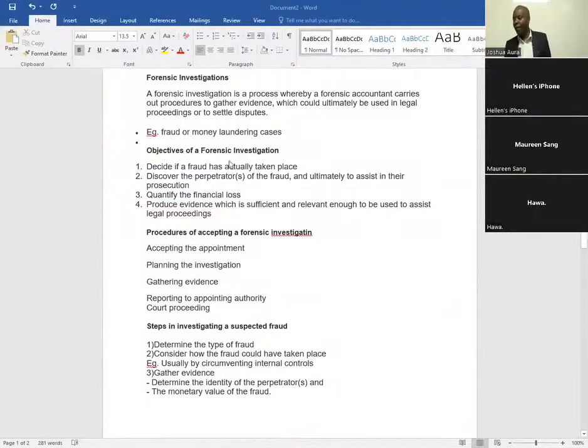So here we are. What are forensic investigations? We are being told that a forensic investigation is a process whereby a forensic accountant carries out procedures to gather evidence which could ultimately be used in legal proceedings or to settle some disputes. So when you talk of forensic investigations, ladies and gentlemen, I would want you to underscore the word forensic. Forensic means what here? To be used in a court of law, for purposes of determination of disputes.